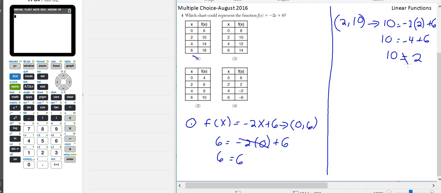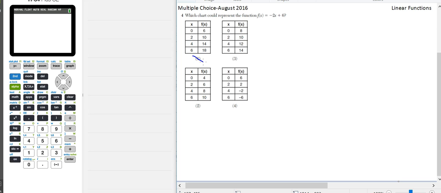Let's move on to choice 2. We're going to start with 0, 4, and we're plugging that into the equation. So f of x we're plugging in as 4 is equal to negative 2 times 0, which is our x coordinate, plus 6. Negative 2 times 0 is 0, so it just falls out. Is 4 equal to 6? Since 4 is not equal to 6, the point 0, 4 does not make the equation true, so choice 2 is not the answer. Let's move on to choice 3.